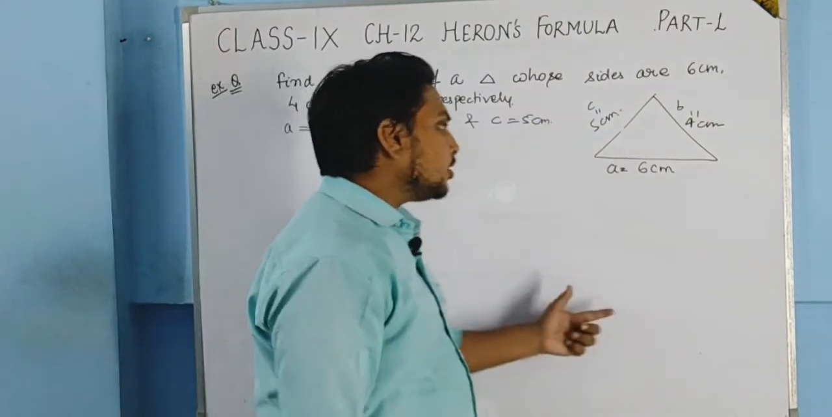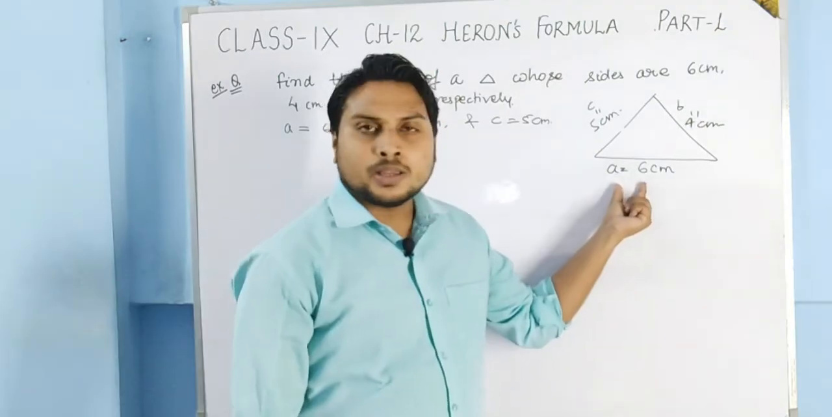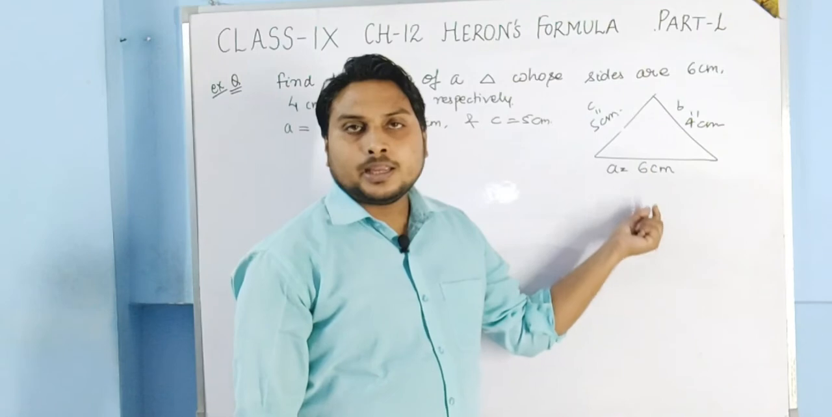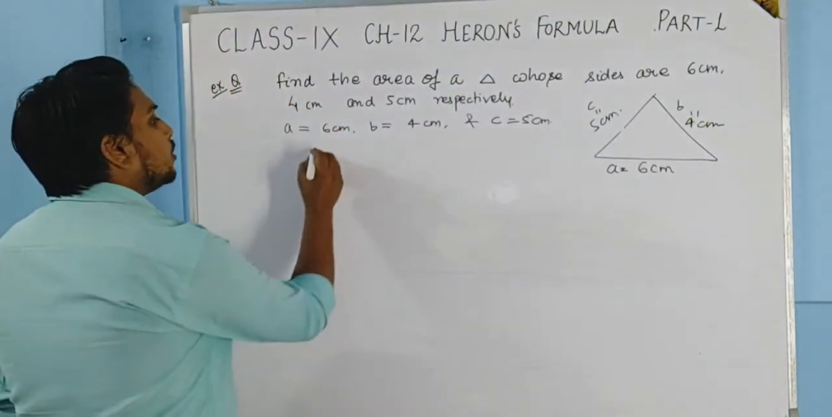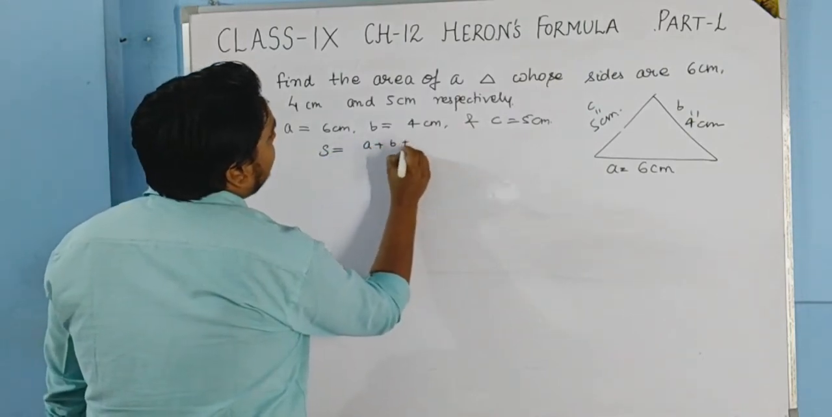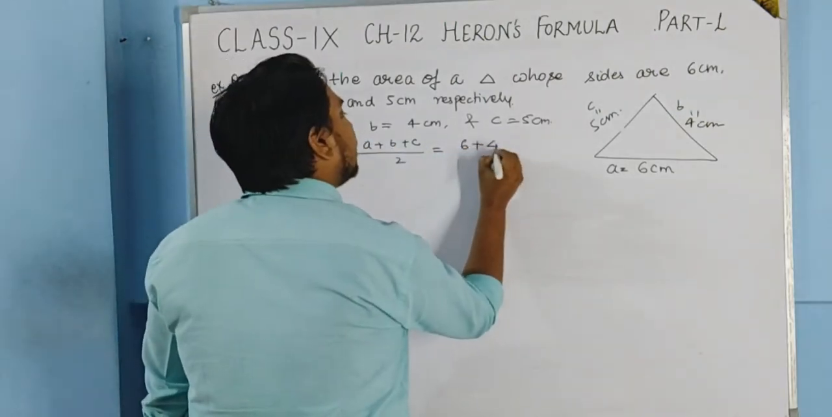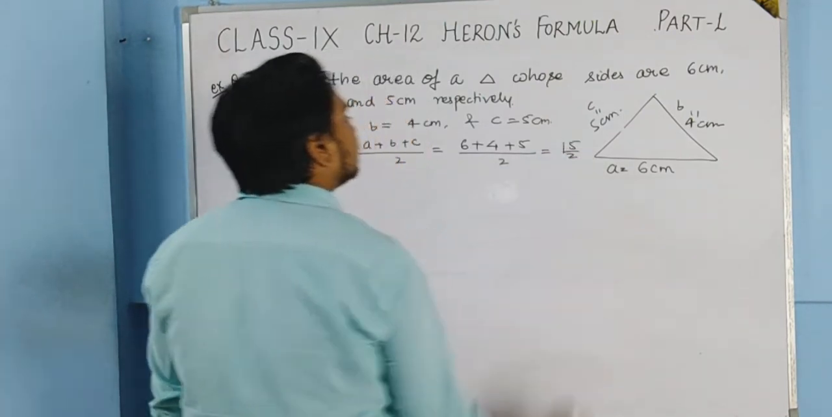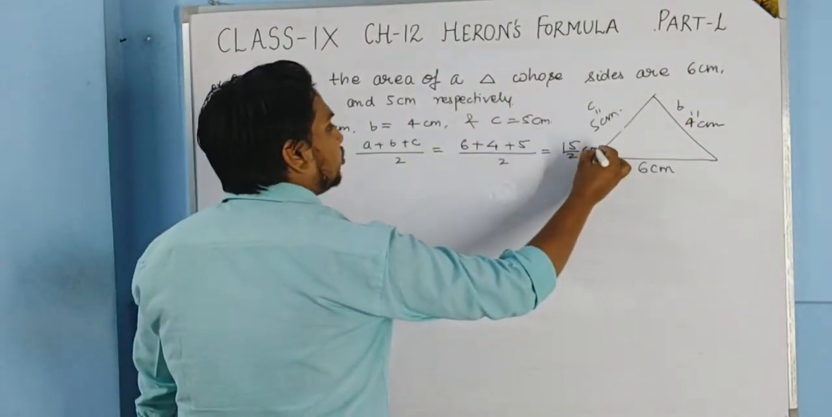See, here there is no restriction that only BC you have to suppose A. You can take any one of the sides as A, any one as B and any one as C. So the semi perimeter firstly we will find. Semi perimeter is what? A plus B plus C by 2. So it will be 6 plus 4 plus 5 by 2, so here it will be 15 by 2. Semi perimeter is coming 15 by 2.